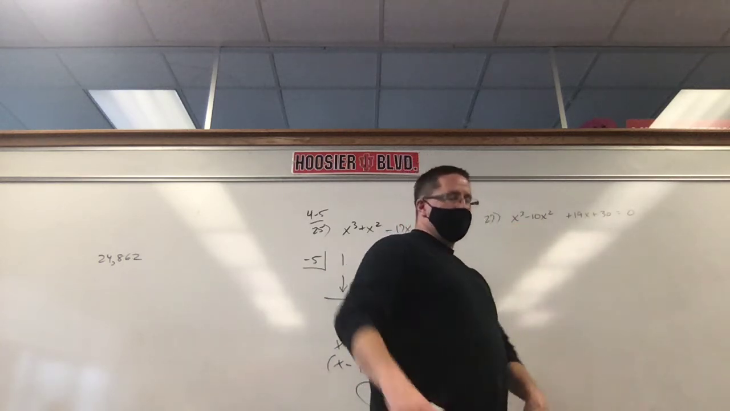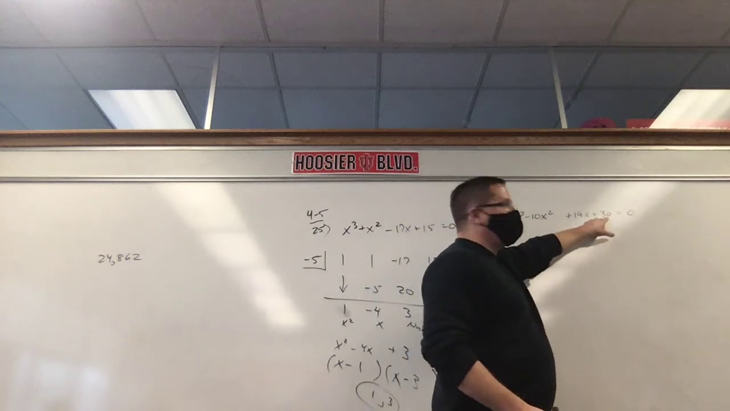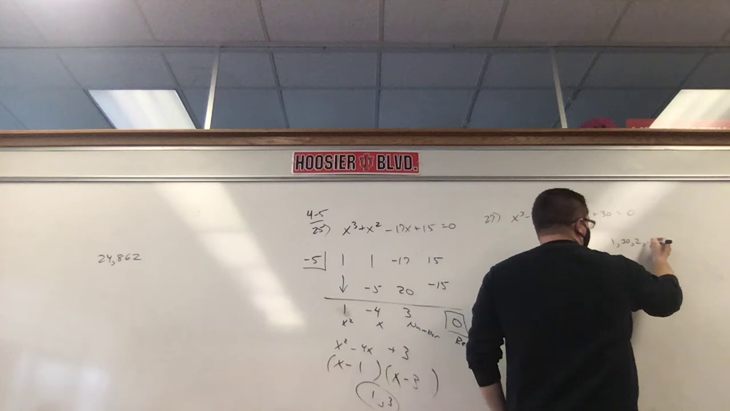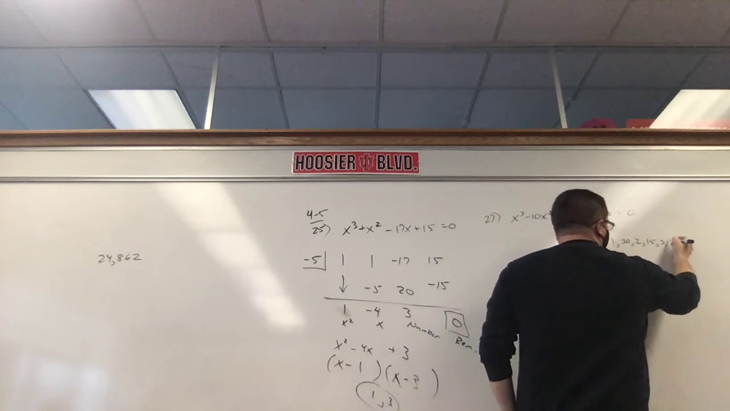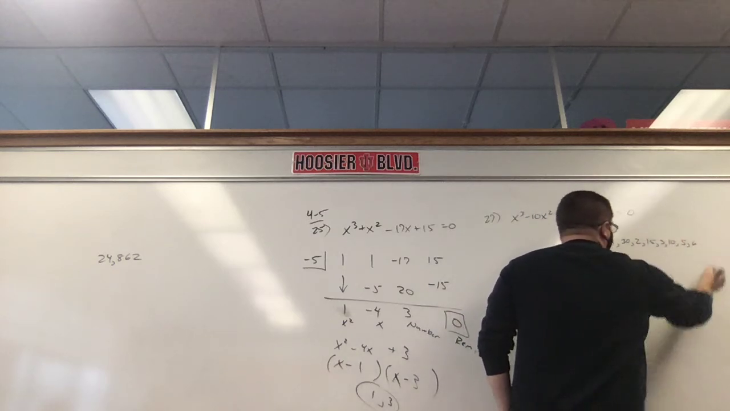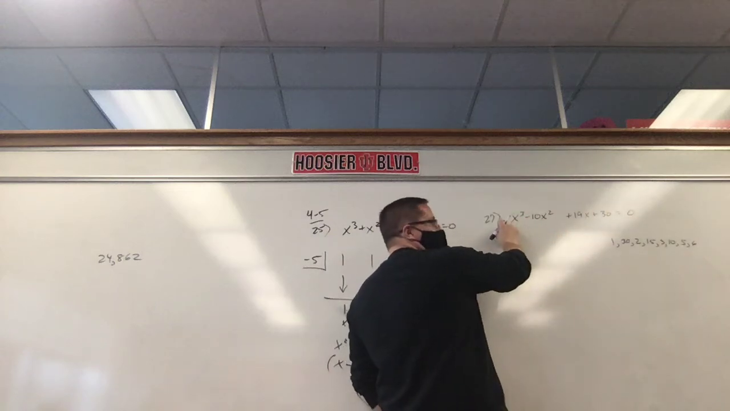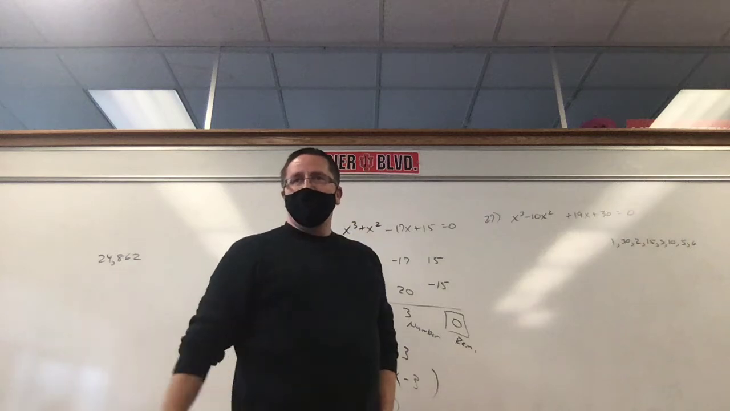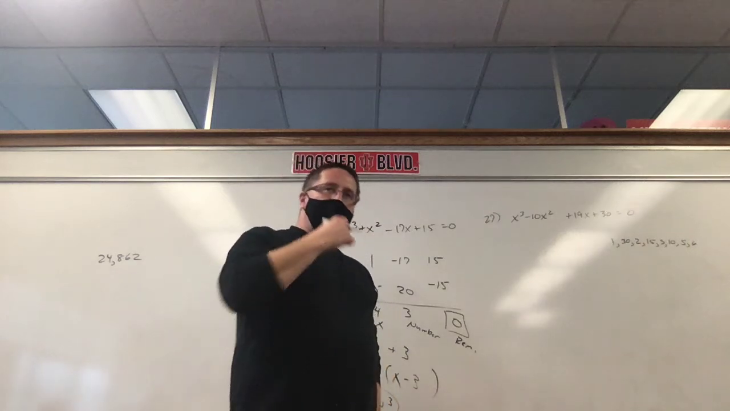So, if you're curious, what are the factors of 30? 1 and 30, 2 and 15, 3 and 10, 5 and 6. Divide by the factors of this number. What are the factors of 1? 1. But it's only half of them, okay? We forgot the negatives, okay?